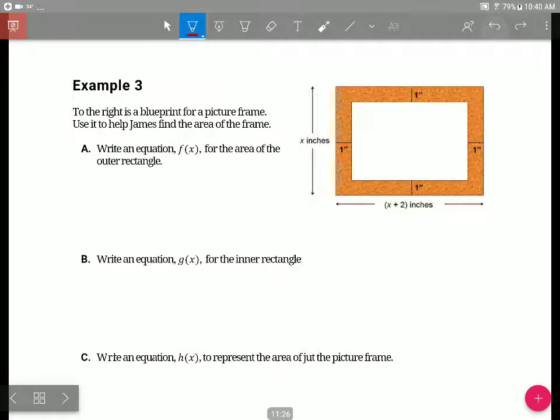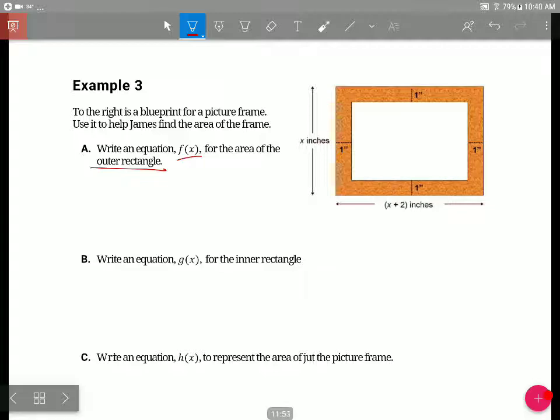So first things first, they say write an equation f of x for the area of the outer rectangle. How do you find the area of a rectangle? You don't have to divide. A squared plus b squared, that's Pythagorean theorem. What's the area of a rectangle? Length times width, or base times height. We just take one side and multiply it by the other side, right?